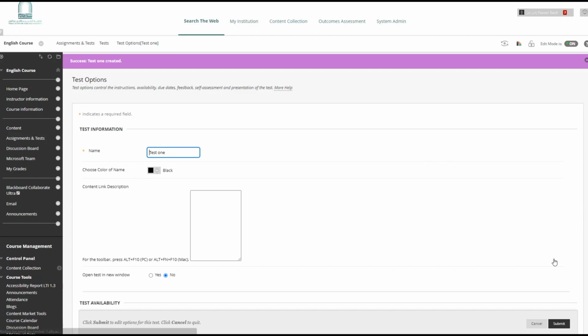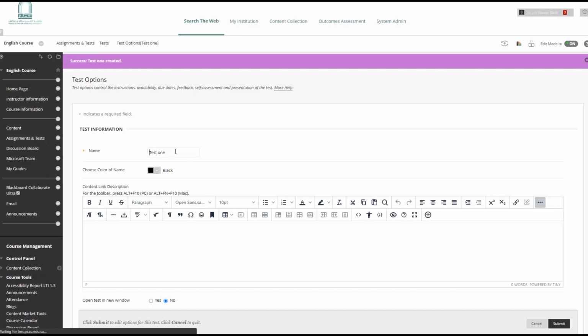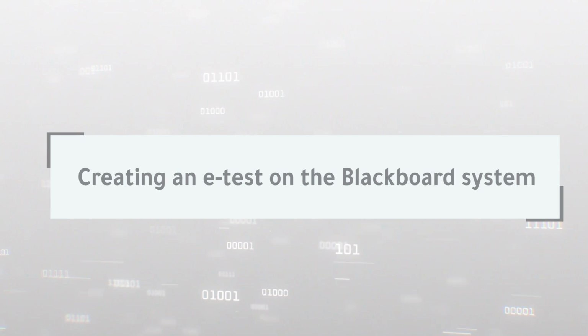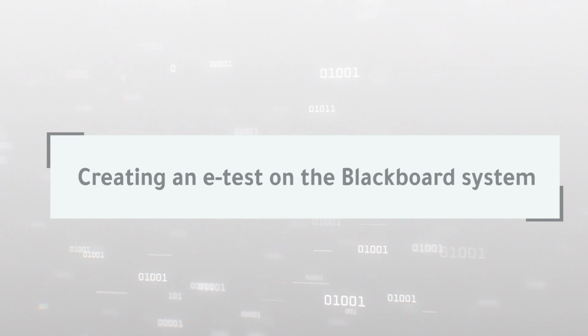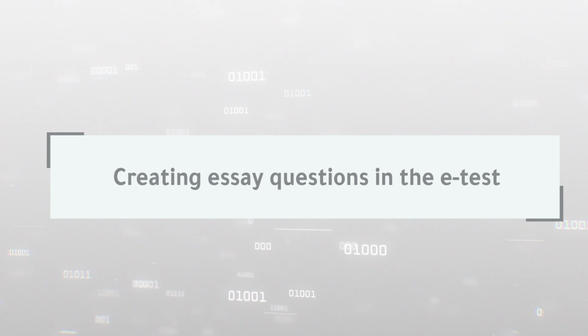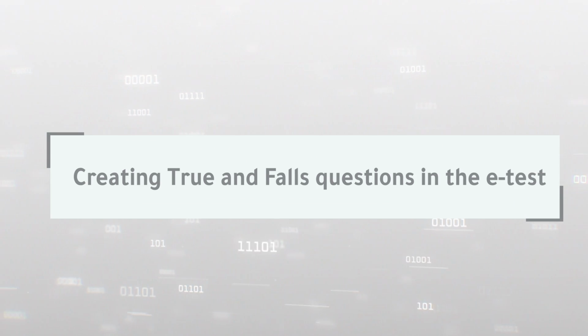The Exam Options page will open for you to edit as you wish, including making the test available, placing the test announcement on the bulletin board, and setting due dates for the tests, and then pressing Submit. We have learned in this video: creating an e-test on the Blackboard system, creating multiple choice questions in the e-test, creating essay questions in the e-test, creating true and false questions in the e-test.